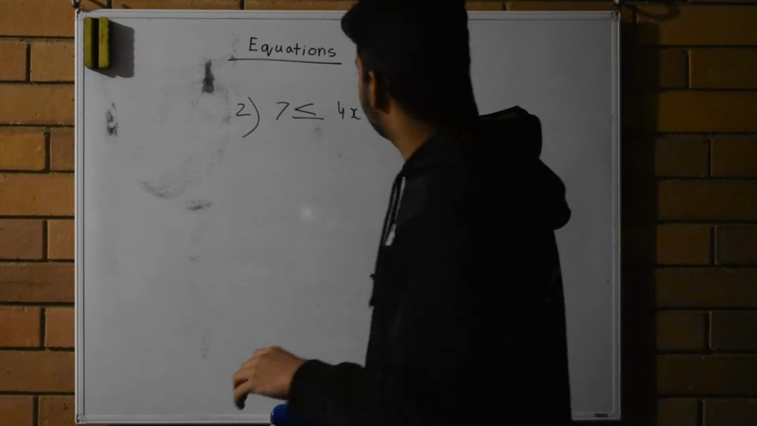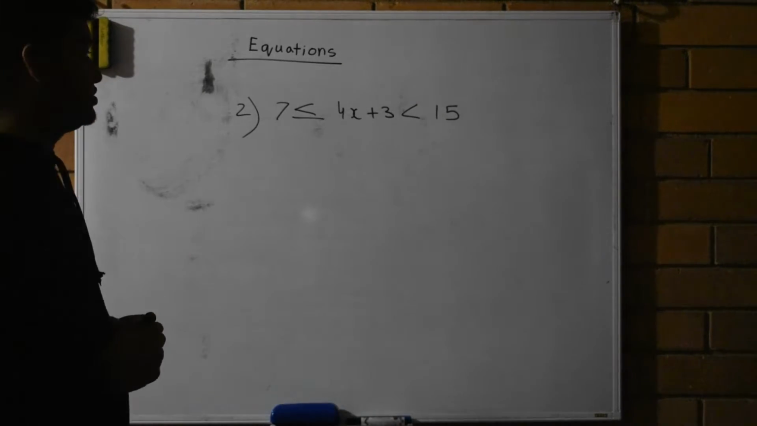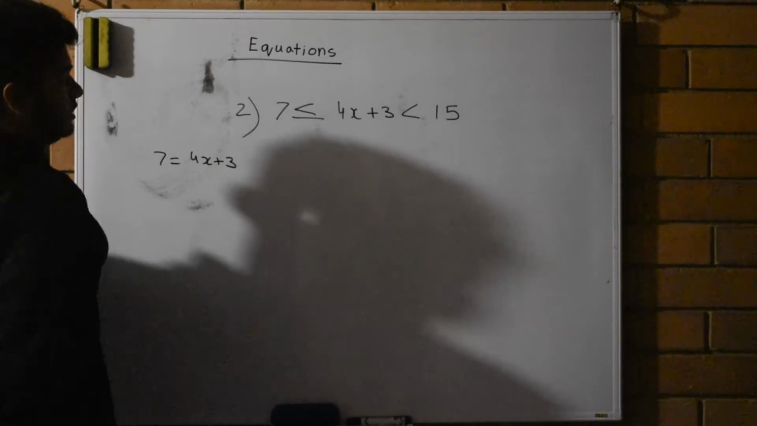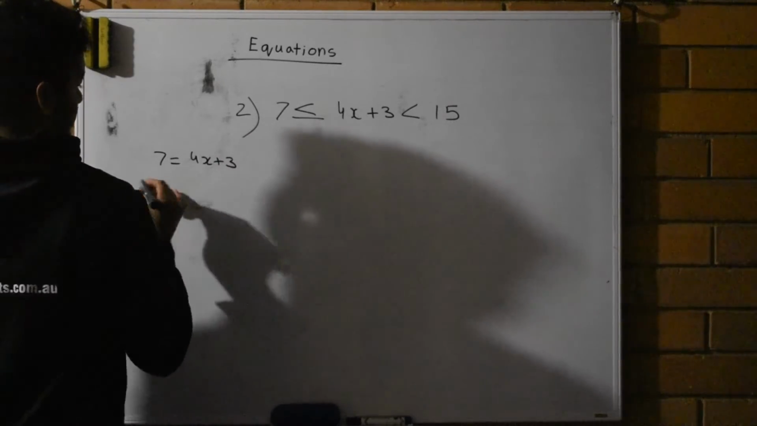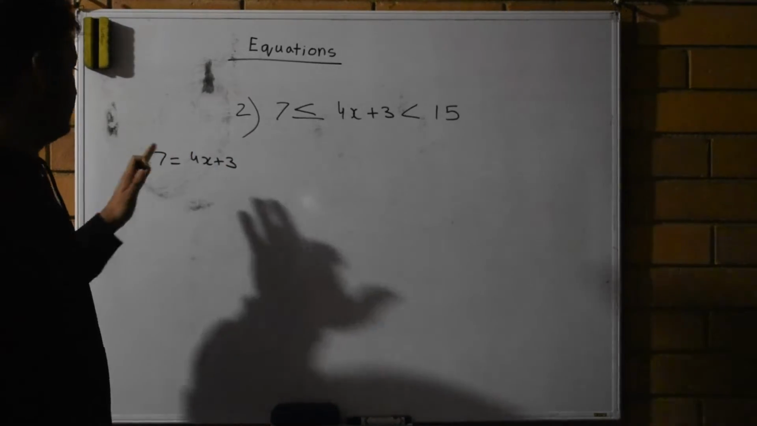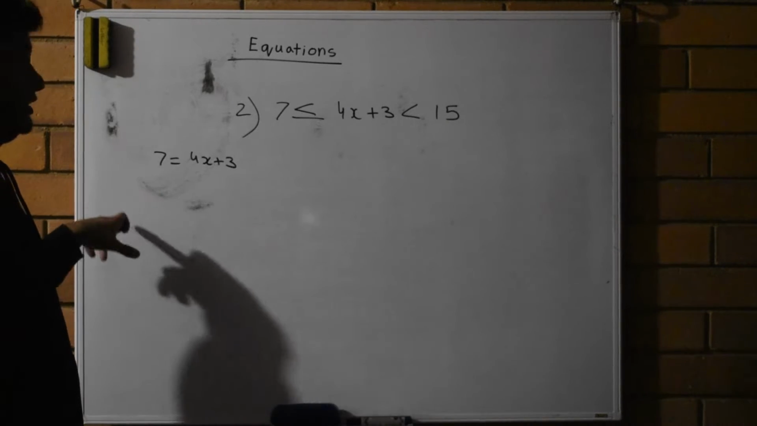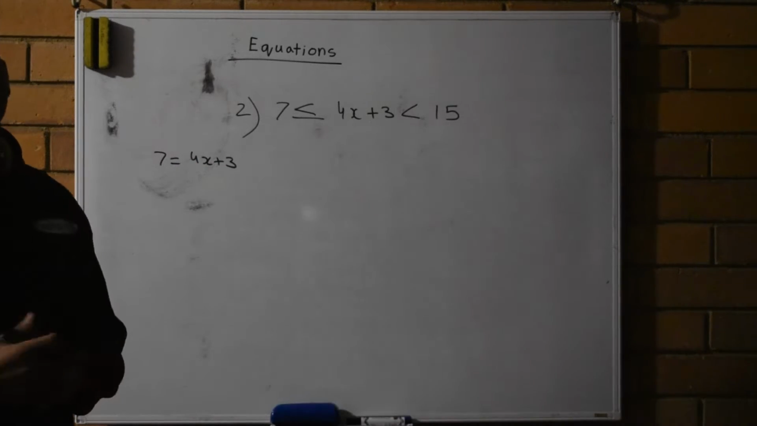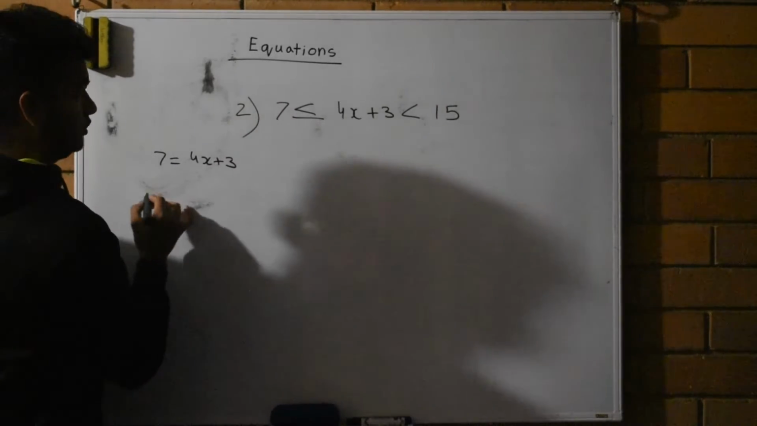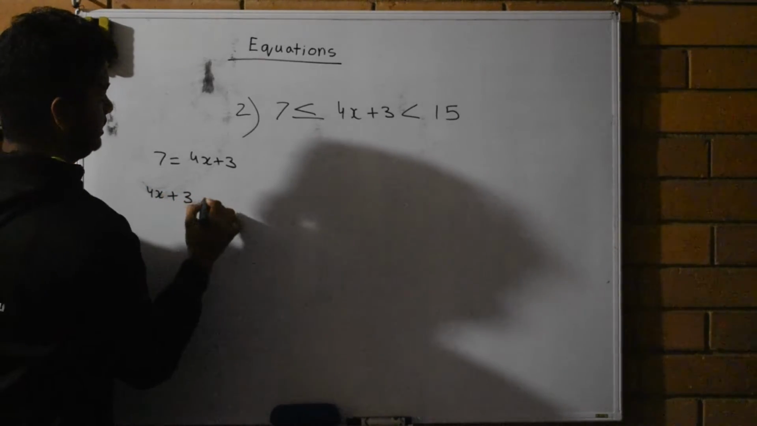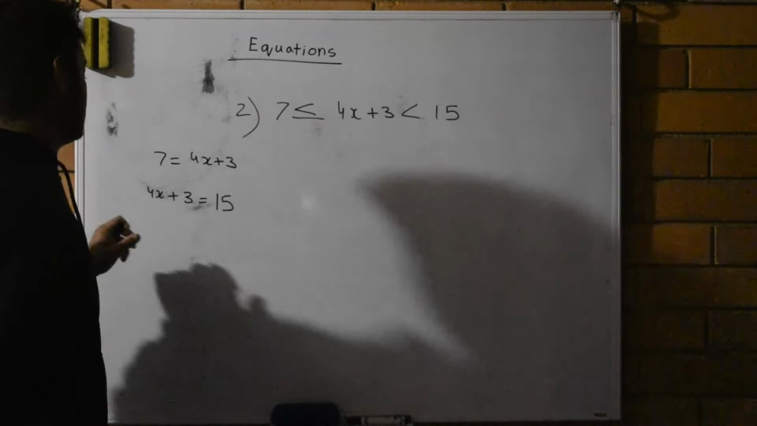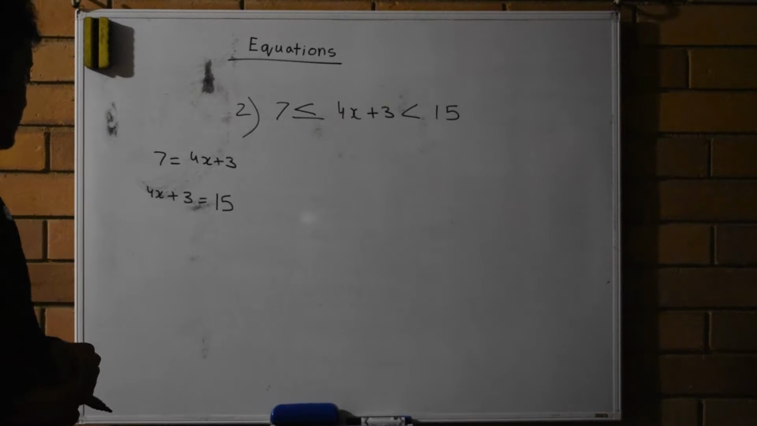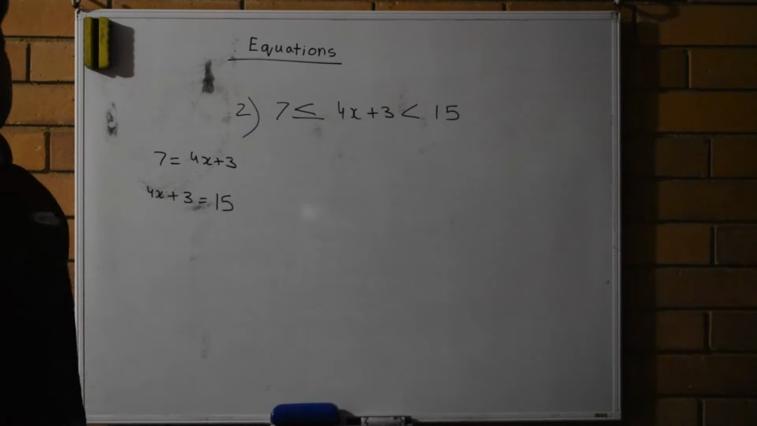Alright, so for this one, it's just your basic equation. If this was 7 equals 4x plus 3, how would we solve it? Take away 3 from both sides. So 7 minus 3 is 4, and that equals 4x, so x will give me 1. And if this equation was 4x plus 3 gives me 15, same process here. Take away 3 from both sides, and that's going to give me 12 on this side, so x is going to give me 3.